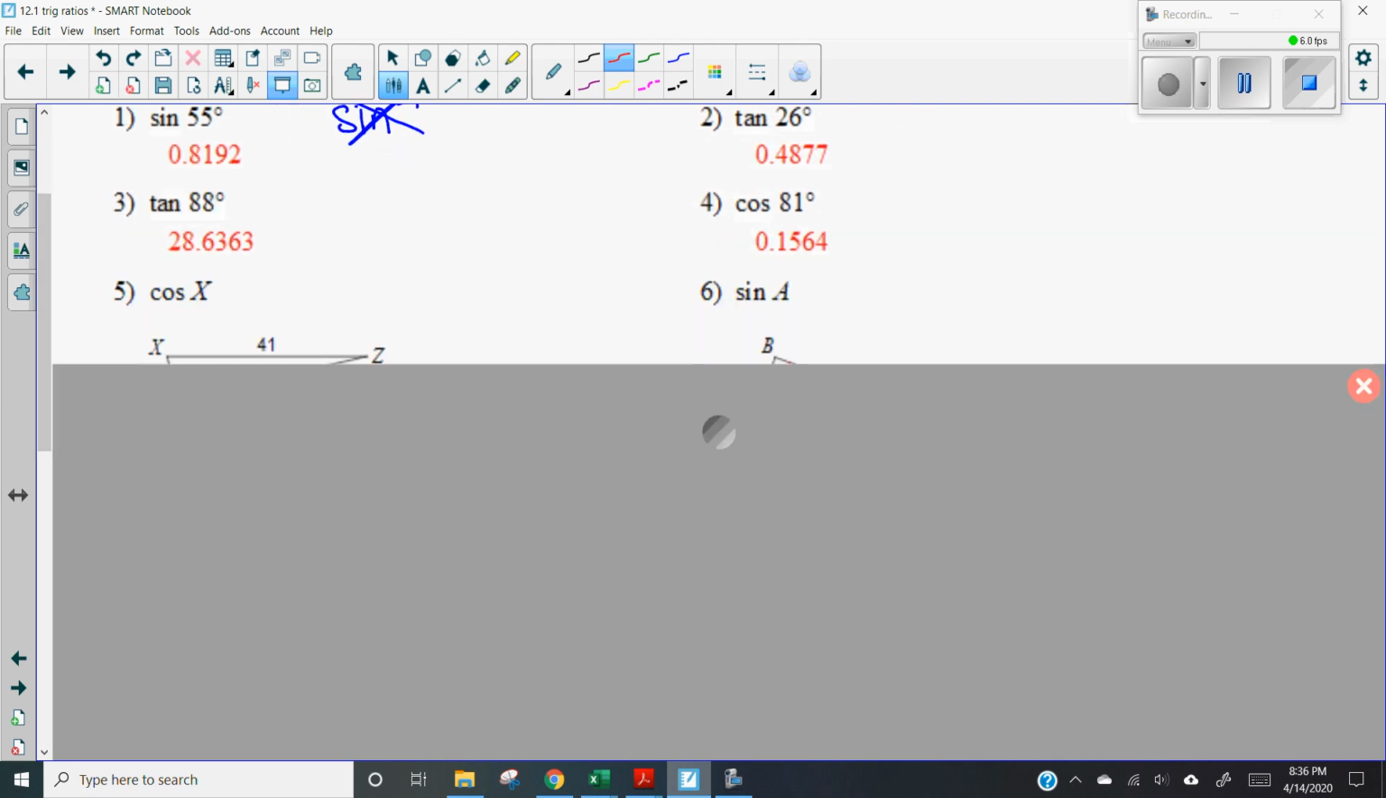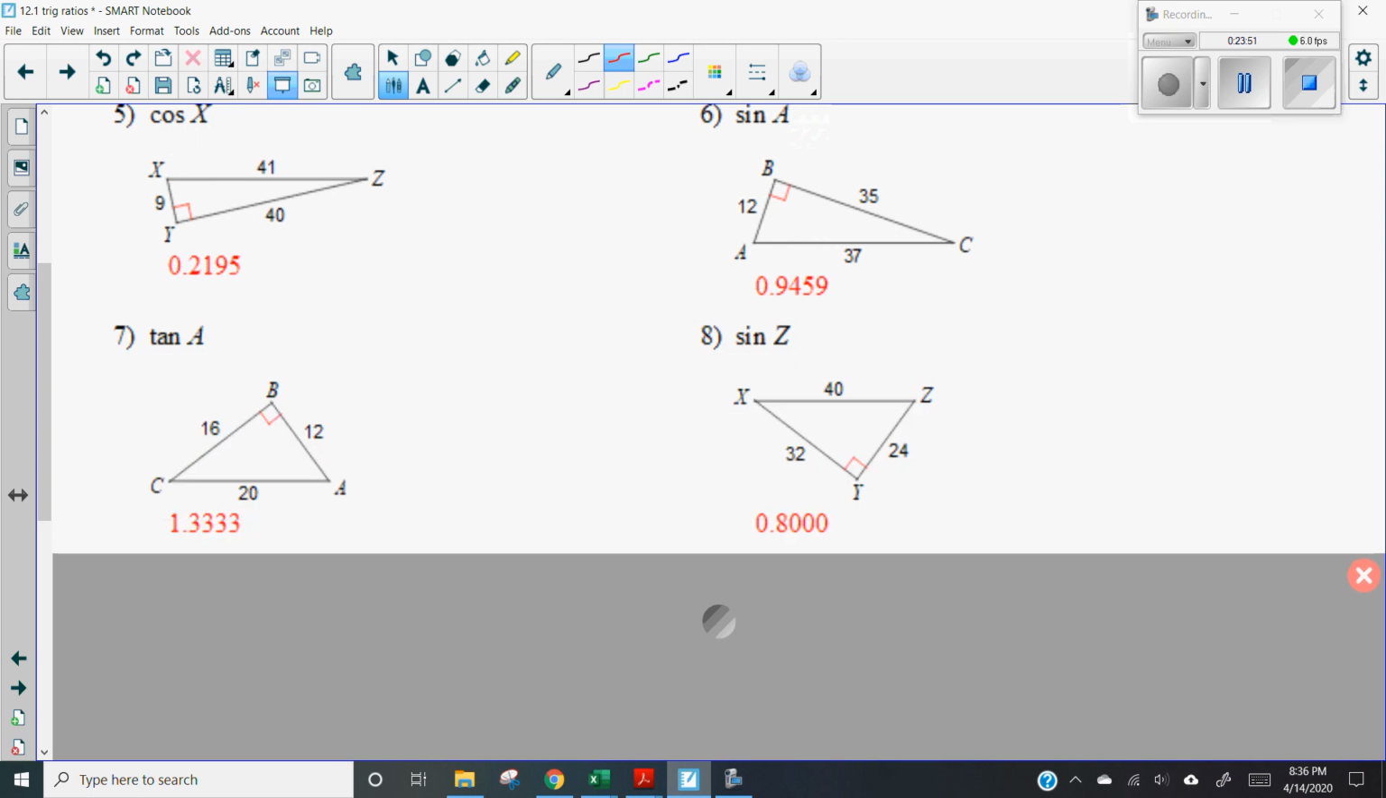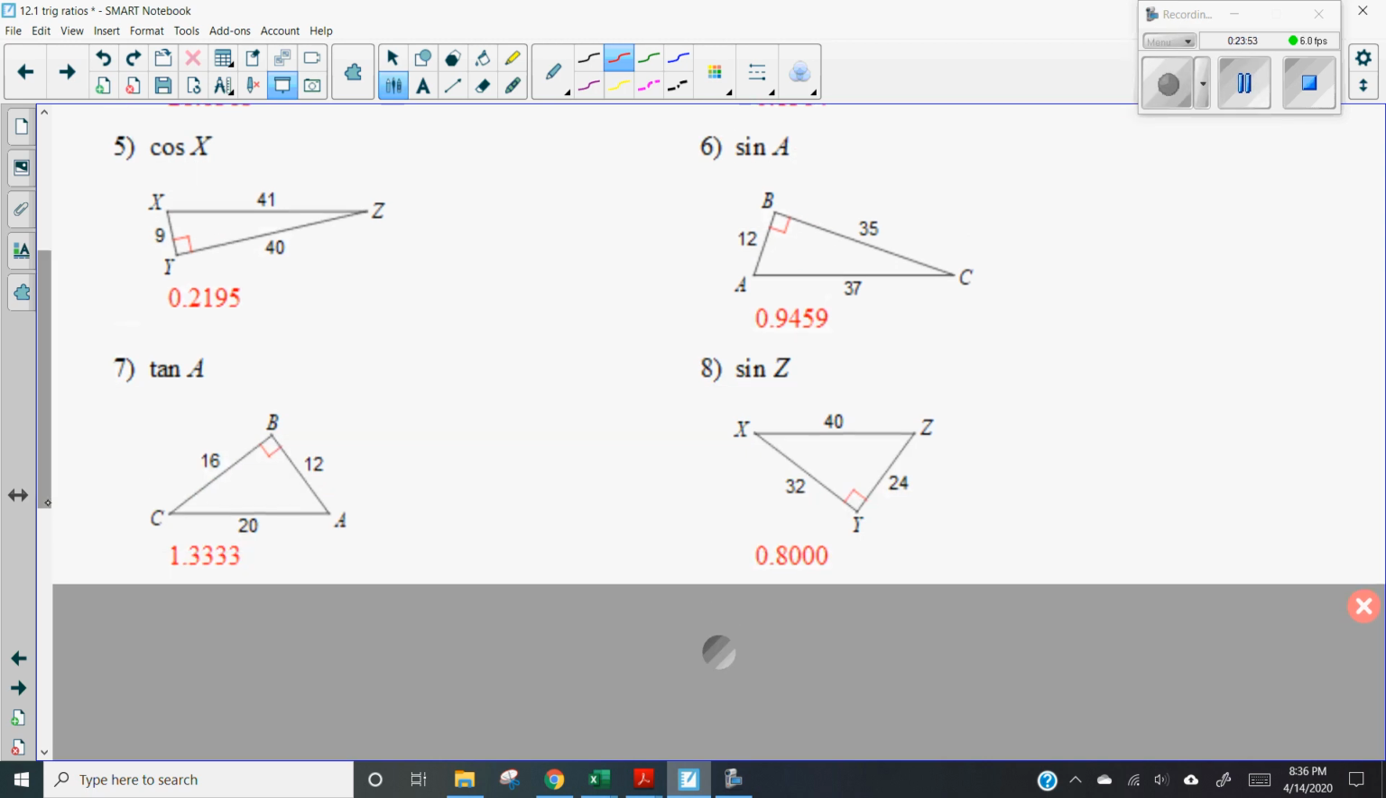The second group here of problems, go ahead and check these. Let me go through one of them with you. Now you do need to be careful about how you choose the side lengths you're going to work with. So cosine of x, this is where our little stick figure would be, an angle x, and we want the adjacent over the hypotenuse. So if you just had 9/41, that is absolutely correct. You can leave your answer like that.